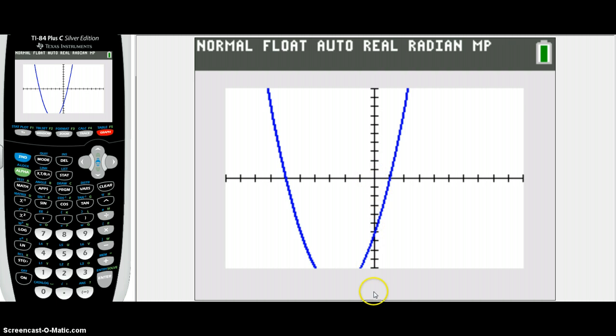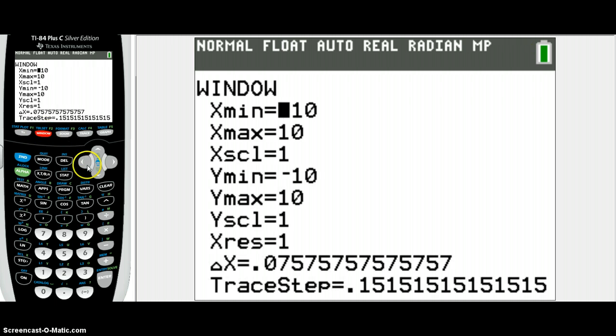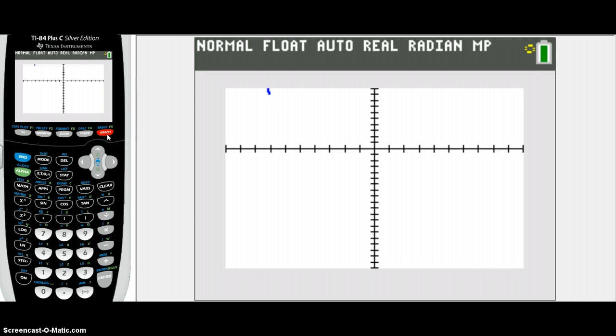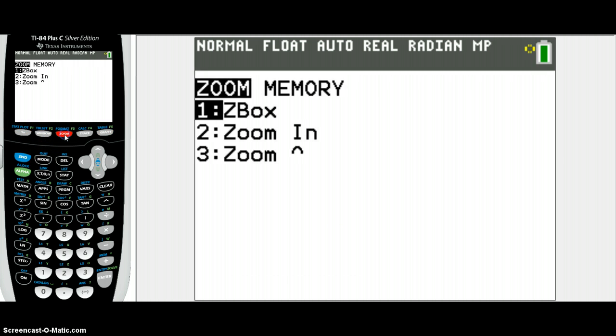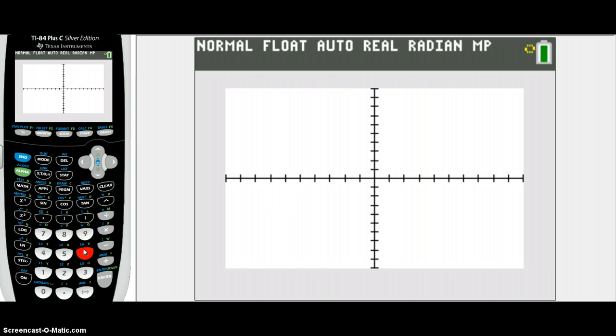We can see that we need to go lower on the y-axis. So when you hit window, we want the minimum y value to be lower than negative 10. So let's try negative 20. And this is all a little bit of guess and check. Now I can actually see where it is, and I can go through the same minimum process again. Now if you want to fix that and you want to go back to your graph as normal, remember zoom, 6. Always puts it back in standard form.